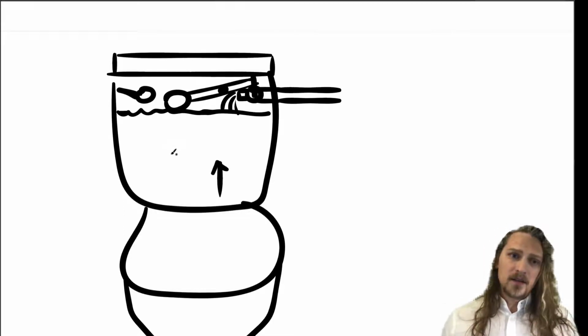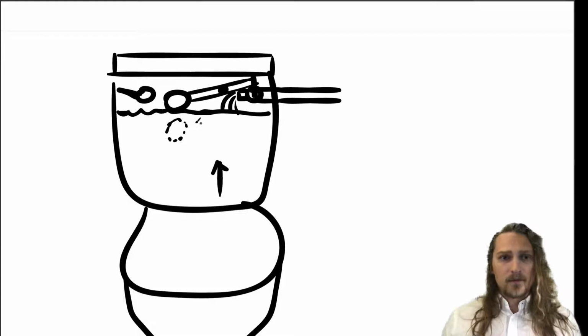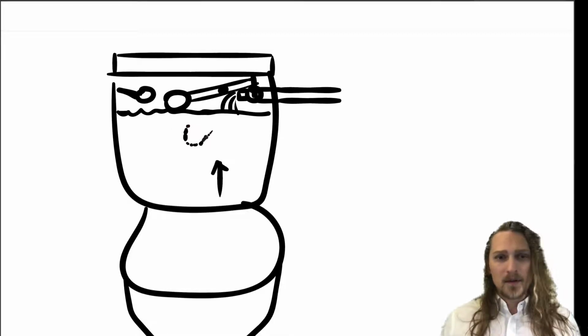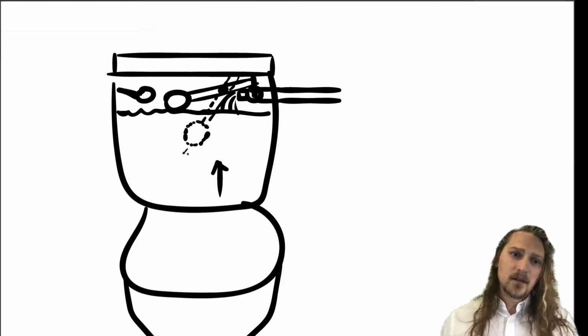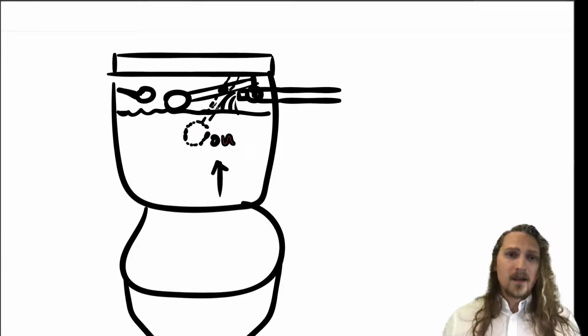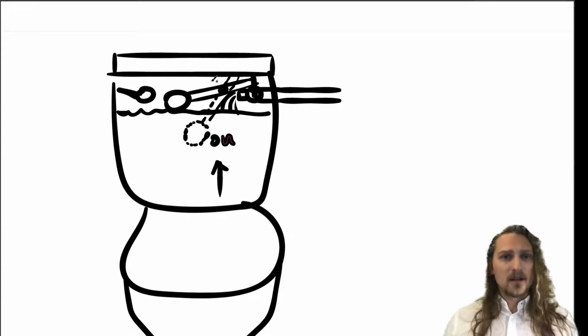When this float is down here, I guess it would be more over here. When it's down here, it's in such a position that the valve is off. Or sorry, the valve is on. But when it's in this position, it turns the valve off. Okay, and it does that by its own buoyancy.